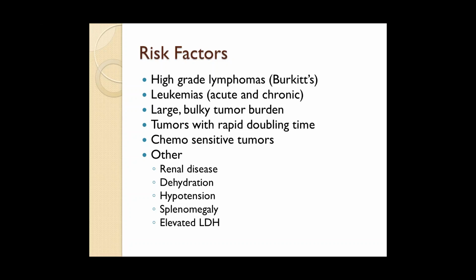Patients at risk for developing tumor lysis syndrome are those patients who have high-grade lymphomas, such as Burkitt's lymphoma. Both acute and chronic types of leukemia are at risk for tumor lysis syndrome. And those tumors who have large, bulky tumor burden, or tumors that are highly sensitive to chemotherapy, those tumors with rapid doubling times, or patients who have other underlying risk factors such as pre-existing renal disease, patients who are dehydrated, who are hypertensive, have a large spleen, or an elevated LDH are also at risk for developing tumor lysis syndrome.